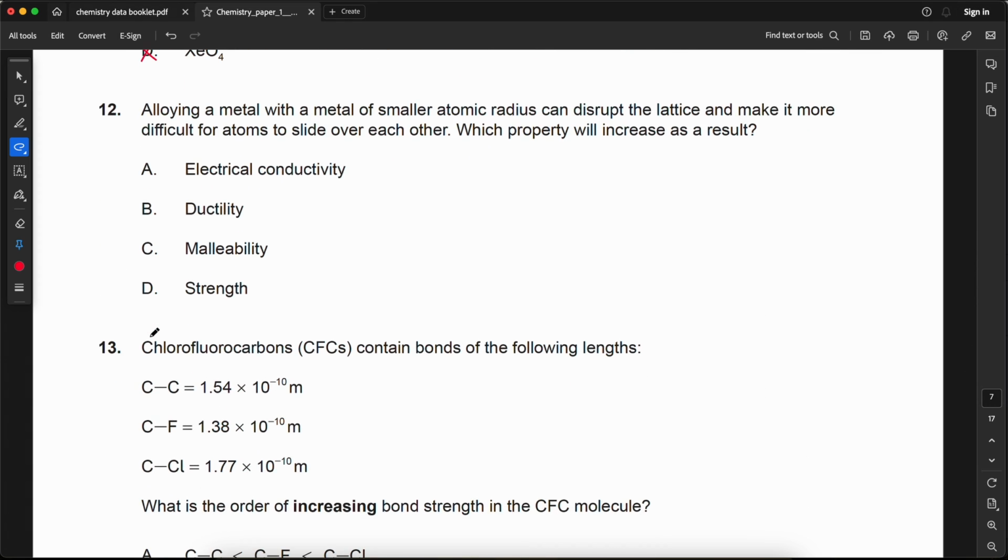Alloying a metal with a metal of smaller atomic radius can disrupt the lattice and make it more difficult for atoms to slide over each other. Which property will increase as a result? So if we draw the structure of a metal, it will be a very rigid or regular arrangement. And for an alloy, it has different sizes of atoms, so it would maybe look like this.